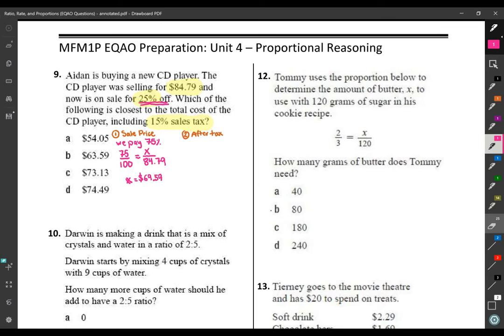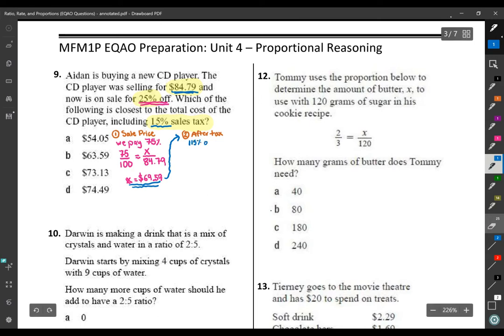Okay, so now I can move on to step 2. Now I can calculate the after-tax price because the taxes are calculated on the sale price. They're not calculated on the original price. They're calculated on the sale price. So I know that the sales tax is going to be 15%. So what that means is I'm going to pay 100% plus 15%, meaning 115% of the sale price.